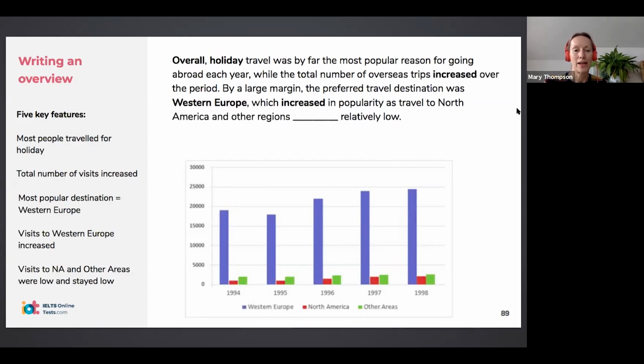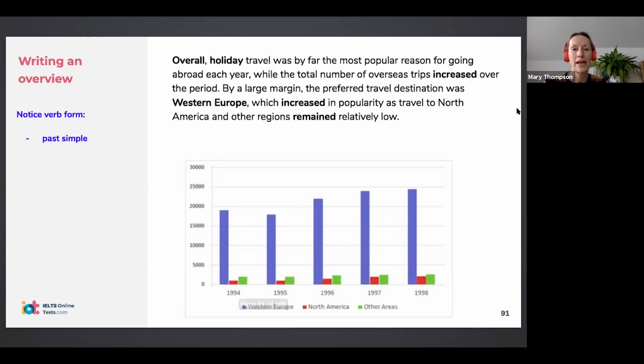As travel to North America and other regions, something relatively low. Yeah, remained, that's right. Good. Remained relatively low, okay. Right, looking at the language in here, so the verb form is the past simple. Okay, so we've got was, increased, remained. Okay, so it's fairly simple, really. As I said, some people make a mistake and use present perfect. That's only really for the present, okay? The present connected with the past. But when it's just in the past, you use the past simple.